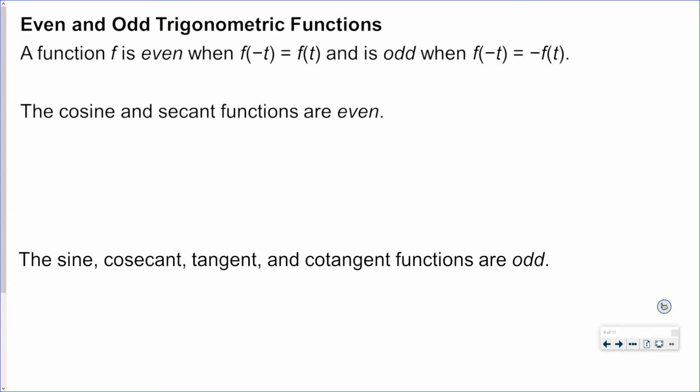Before I show you the calculator tricks, one other thing we have to talk about with sine and cosine functions. And honestly, guys, a lot of this will click more when you actually see the graph of it.